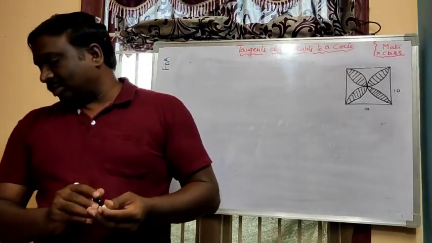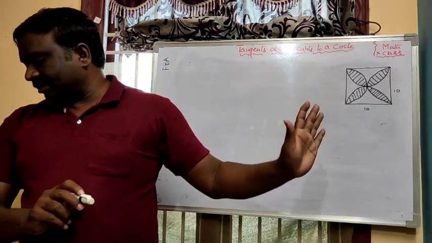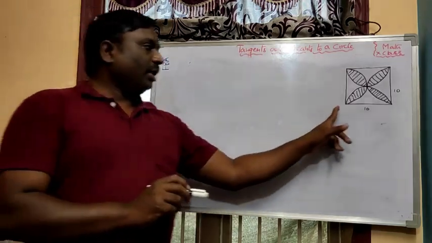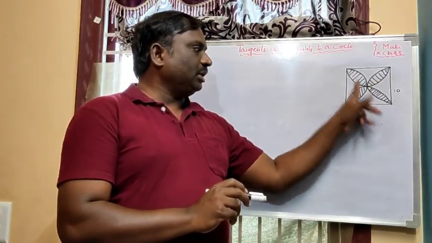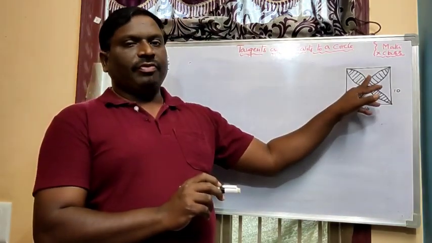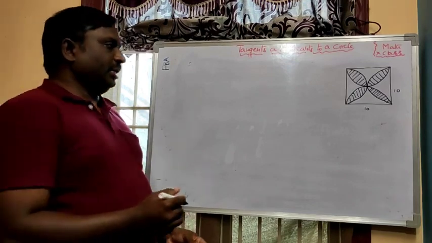Read the question once again. Find the area of the shaded region, where ABCD is a square of side 10 cm and semicircles are drawn with each side of the square. One semicircle on this side, one on this side, one on this side, one on this side. This shape forms this diagram. Find the area of the shaded region.